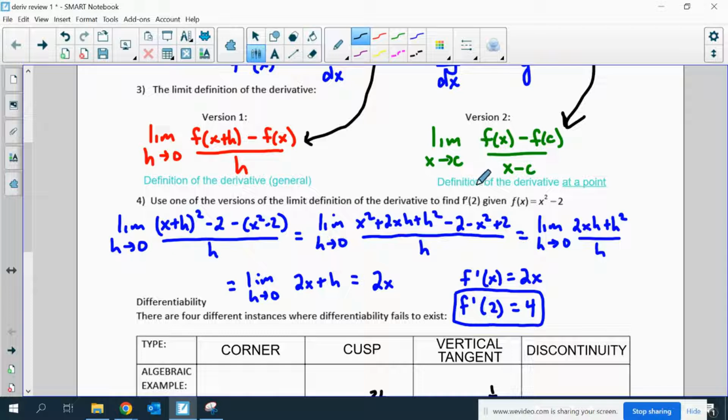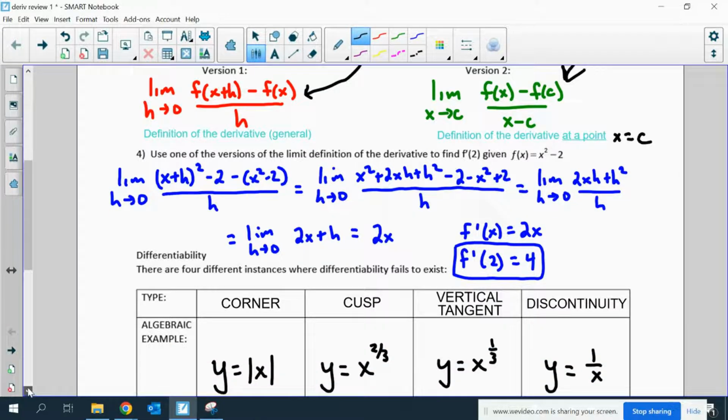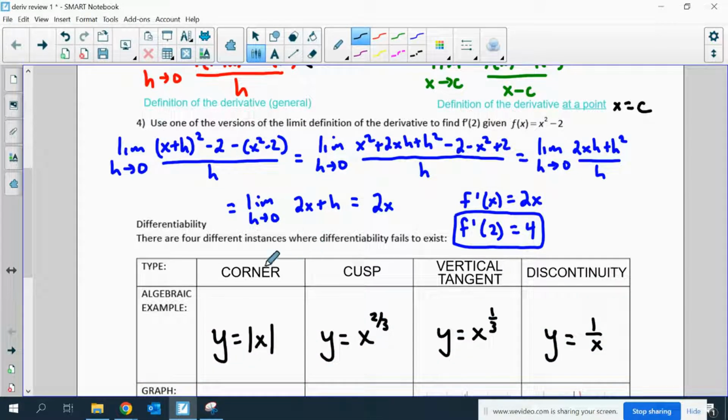The green one only works at a specific point. So at the point where x equals c is where the limit as x approaches c of f of x minus f of c over x minus c ends up working out. So number 4 says use one of these versions of the limit definition of the derivative to find f prime of 2 given what f of x is.